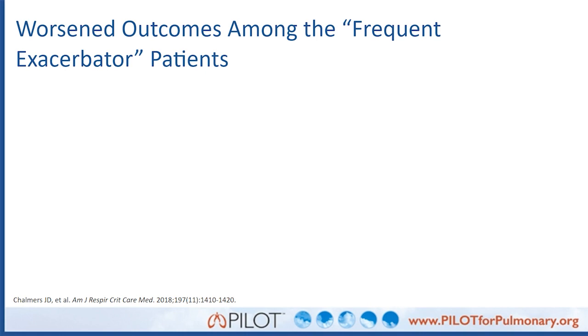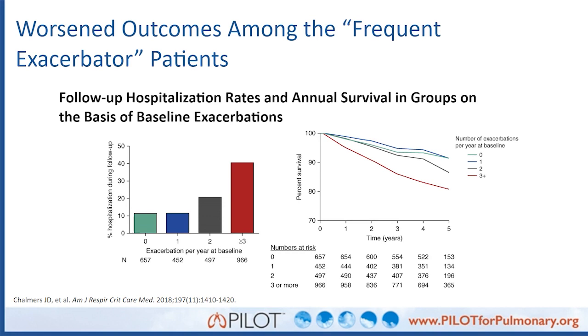The frequent exacerbator patients certainly have worsened outcomes, even though we haven't been able to specifically associate individual exacerbations with loss of function. In this study, we see that patients who had more frequent exacerbations had higher rates of hospitalization. And on the right, we can see that the frequency of exacerbations correlated with life expectancy.